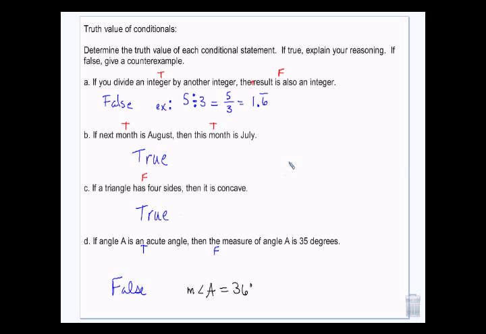The only way we get a false, okay, if we have true to true, it's true. True to false is false. Once you have false up front, it's always true. We don't care if this is true or false, it doesn't matter. Once you have false up front, it's true. The only way it's ever going to be false is if the conclusion is false.